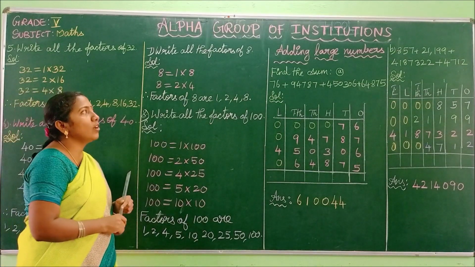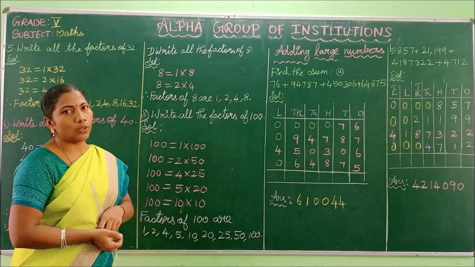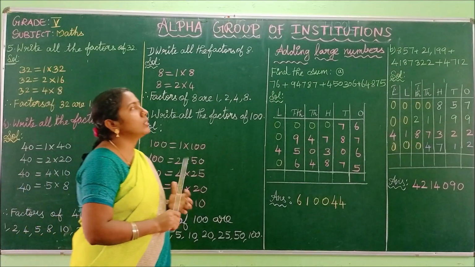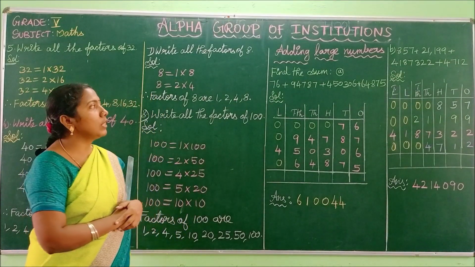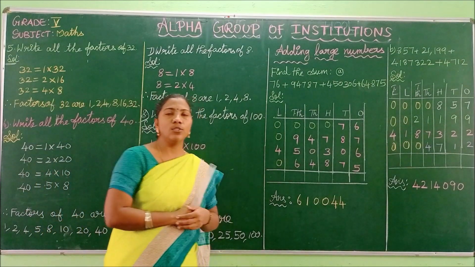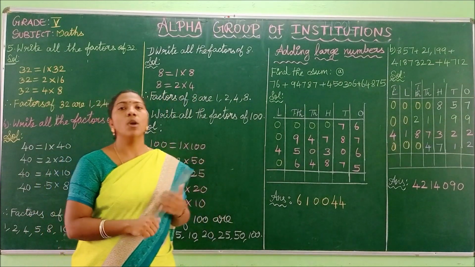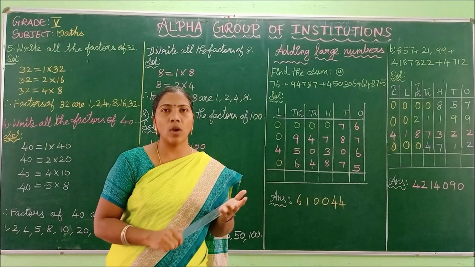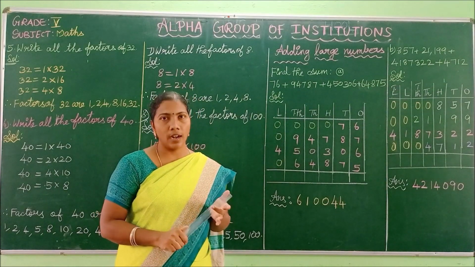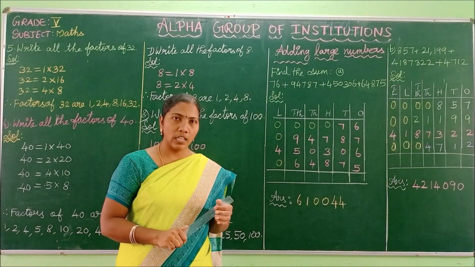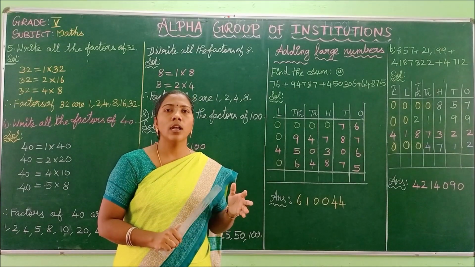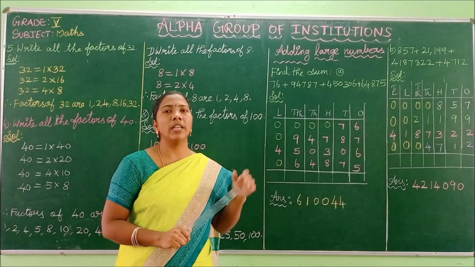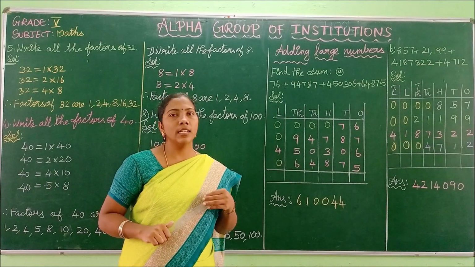Okay. Up to this we are finishing these chapters. Now we are going to see how to add large numbers. Before that, do you know the place values, children? As per the Indian system, what are the place values? Ones, tens, hundreds, thousands, 10,000, and then lakh, 10 lakh, crore, 10 crore. These are the place values as per the Indian system.